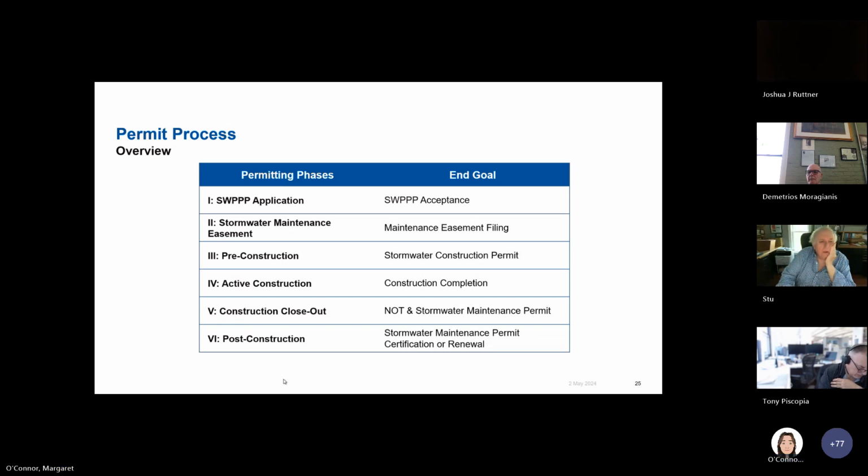So post-construction, if it's not an erosion and sediment control only project, a stormwater maintenance permit will be issued. Annual certifications are required, and every 5 years that permit has to be renewed.